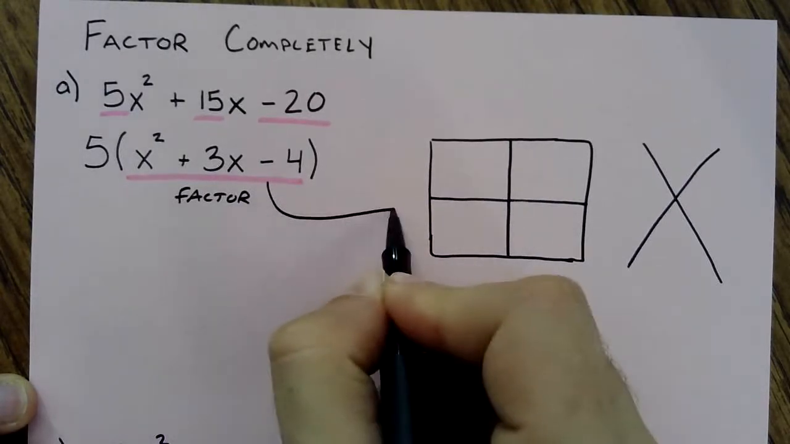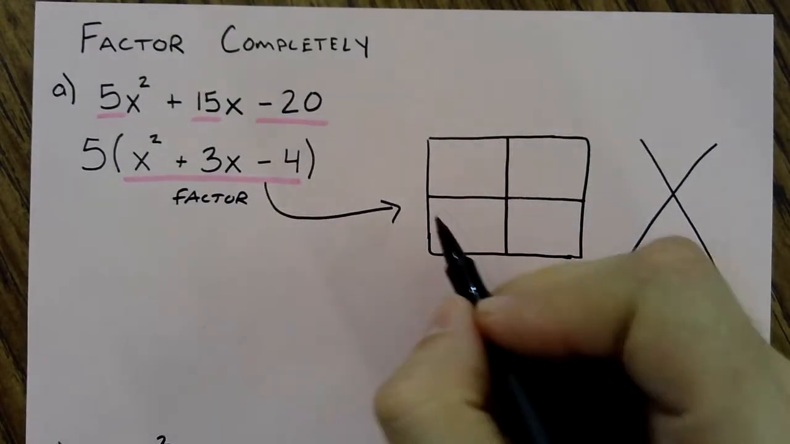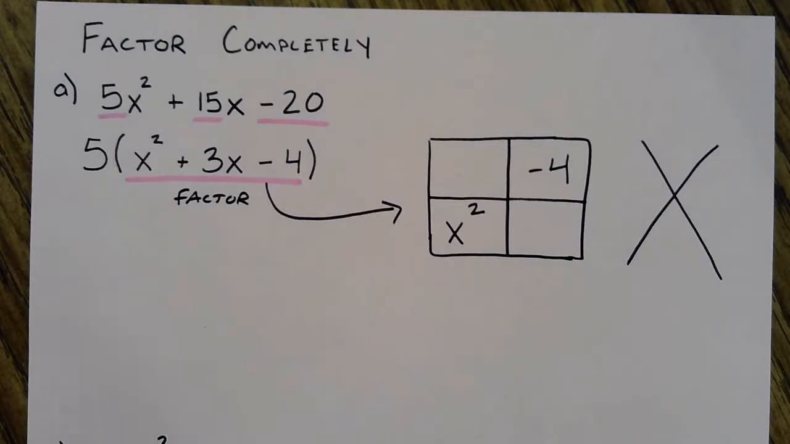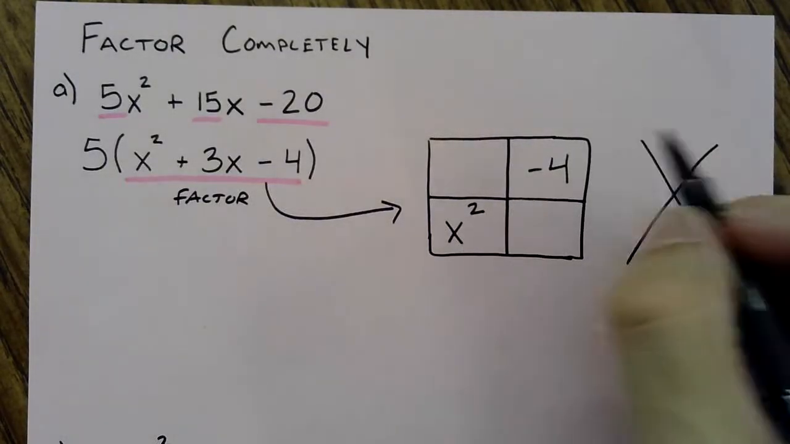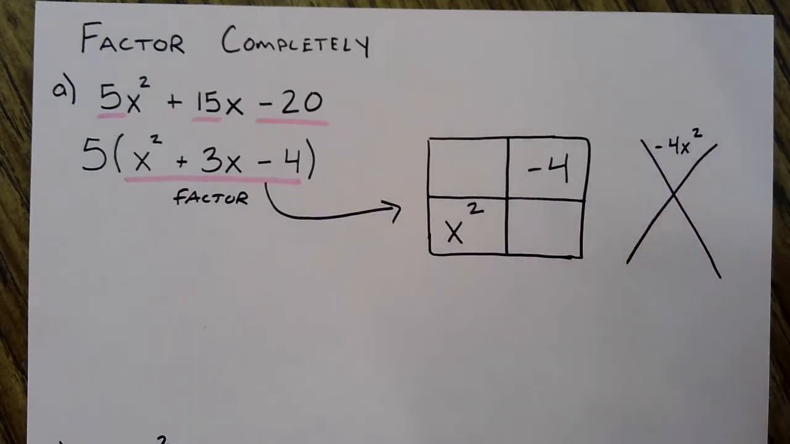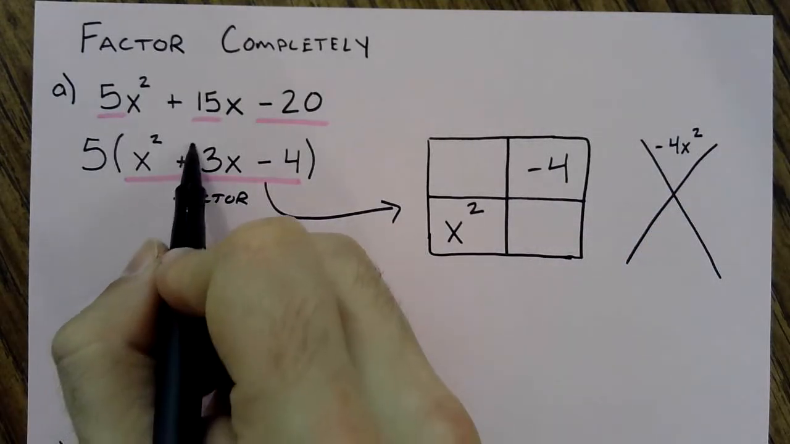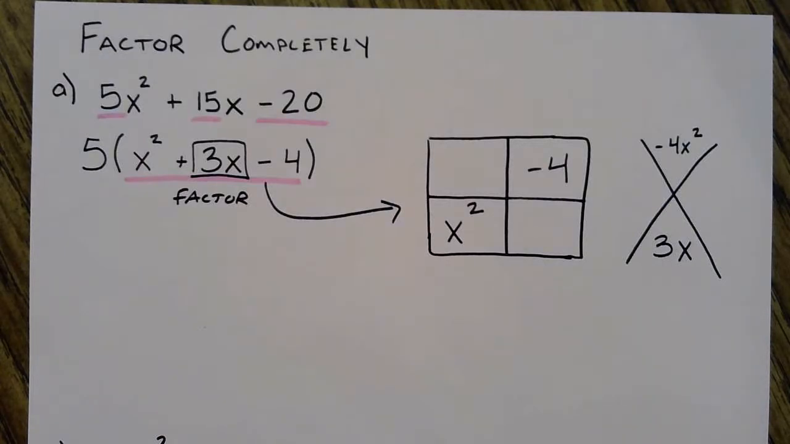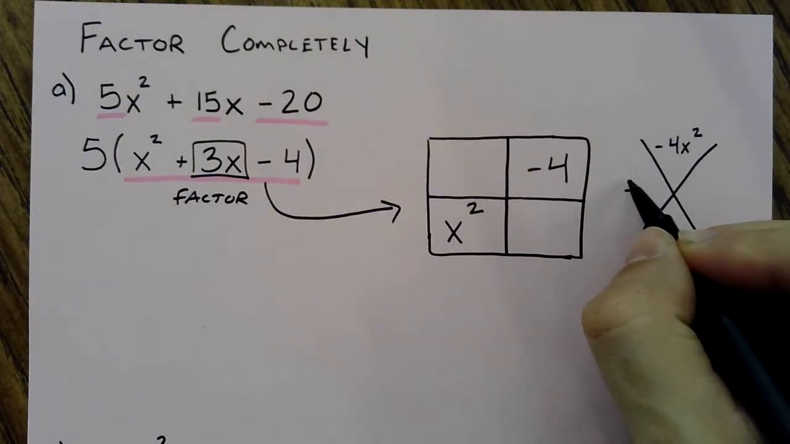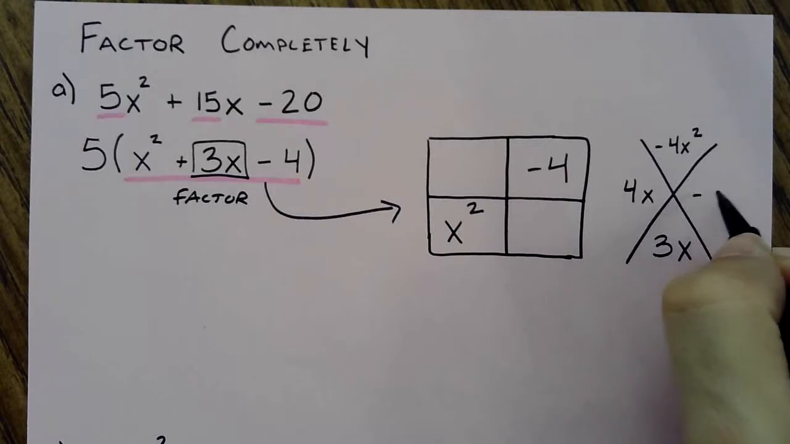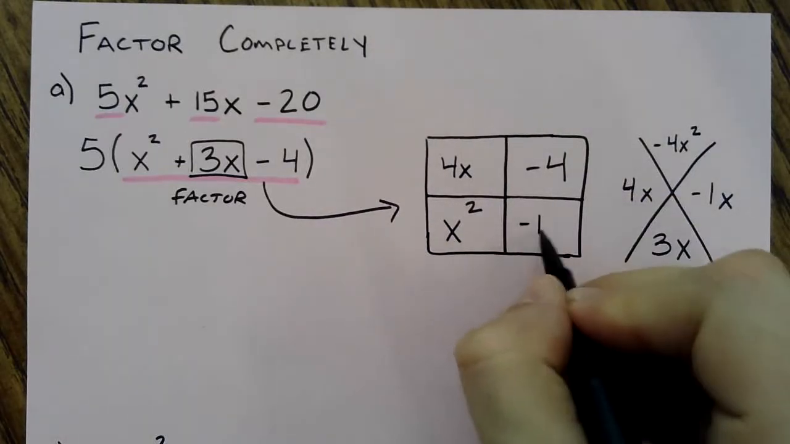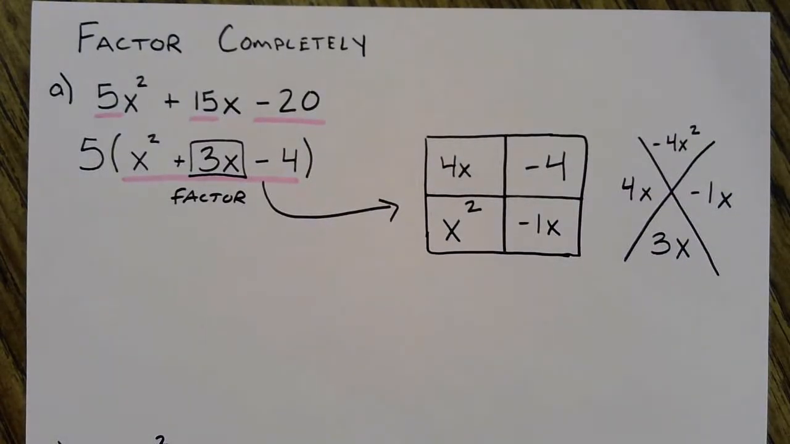So this is going into our generic rectangle. x squared and negative 4 will be in our two diagonal squares of the generic rectangle. x squared times negative 4 gives us negative 4x squared. And we know it has to add to our middle term 3x. Our two values that add to 3x and multiply to negative 4x squared: positive 4x and negative 1x. We're going to go ahead and throw that in our generic rectangle and continue our factoring of our generic rectangle.